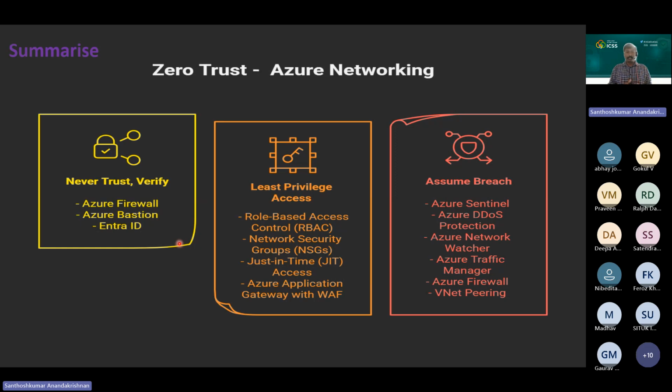The least privilege access is making sure you have RBAC, you have an NSG, and just-in-time has been enabled, and all your applications are enabled with Application Gateway or a layer 7 load balancer like Front Door or Traffic Manager combined with WAF. And the last principle is assume breach, making sure you have required logs in Azure Sentinel, DDoS protection is enabled, and Azure Traffic Manager or Network Watcher has been enabled. That way, you capture everything required as part of your diagnostics, or for going back to look at what has happened.